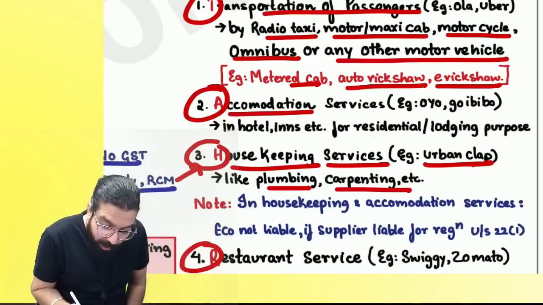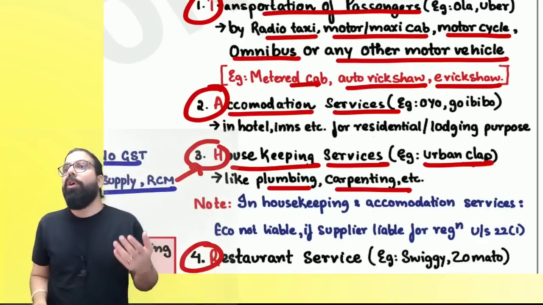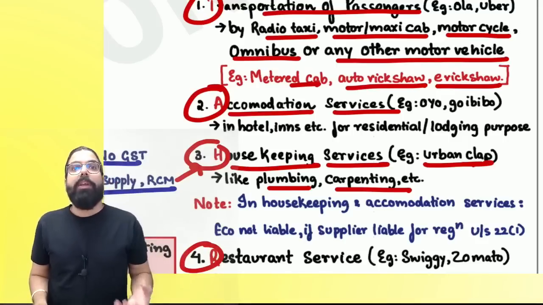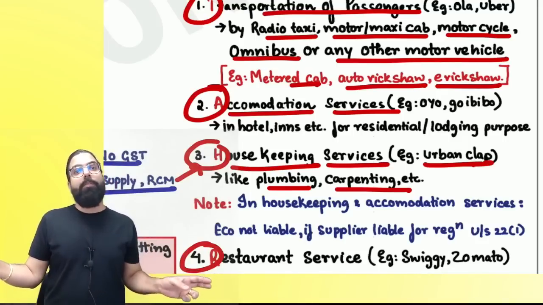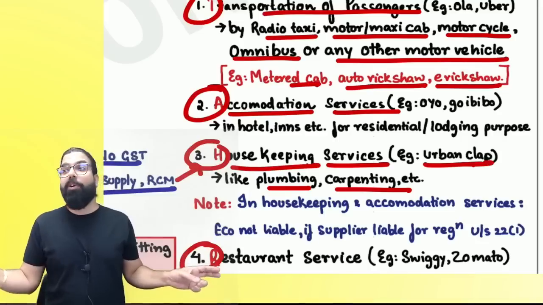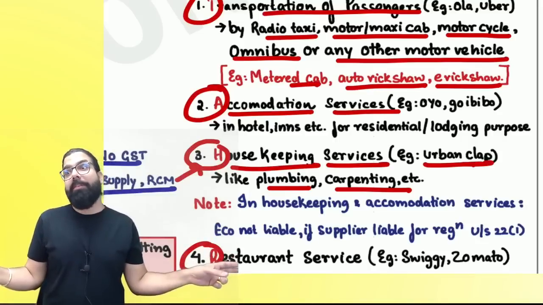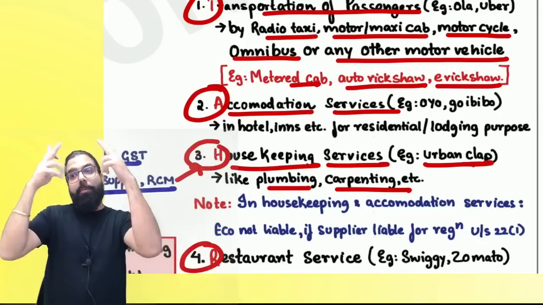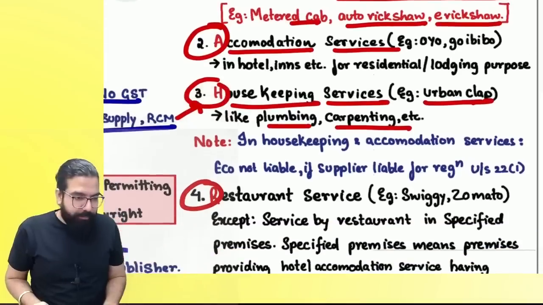The next one is A for accommodation service. You know this OYO, Airbnb, etc. What is happening? You have a home, you put it on OYO or you put it on Airbnb. There will be a person who will come and stay. Who will be the person liable? The e-commerce operator under section number 9.5.